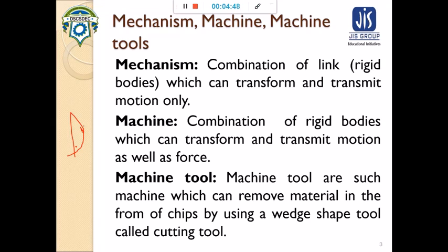This is very important. In this topic we are concerned with the machine tool, because as I said a while before, our module name is machining and machine tool. So machine tool is very important. What is a machine tool? A machine tool is a machine which can remove material. The machine which can remove the material in the form of chip using a wedge shaped tool called a cutting tool is known as a machine tool. I guess these three definitions are very clear to you.